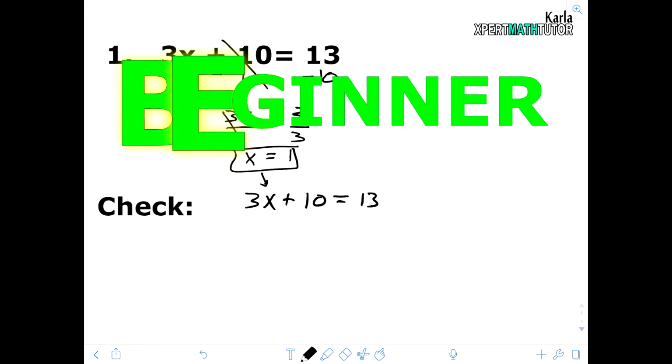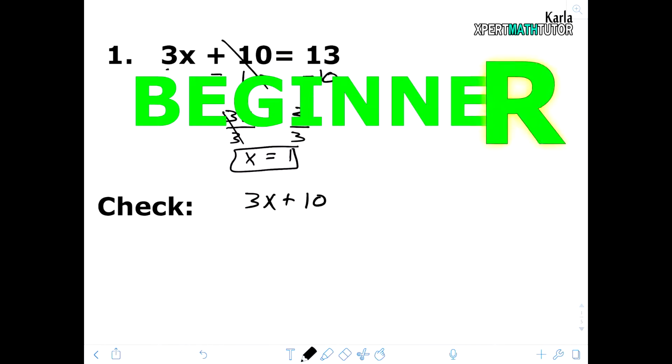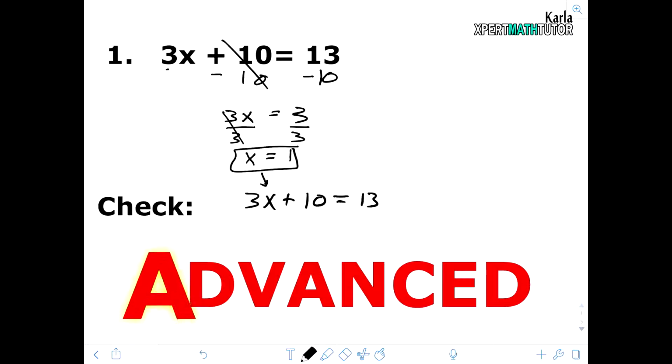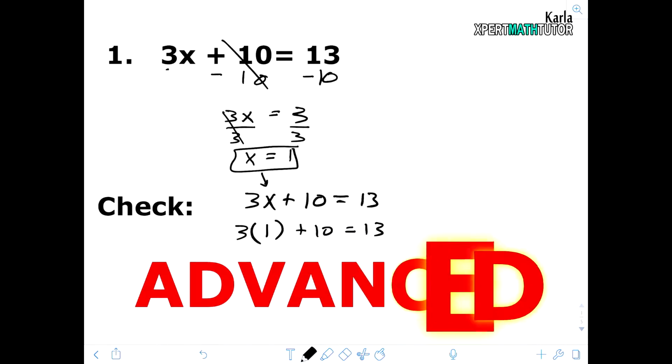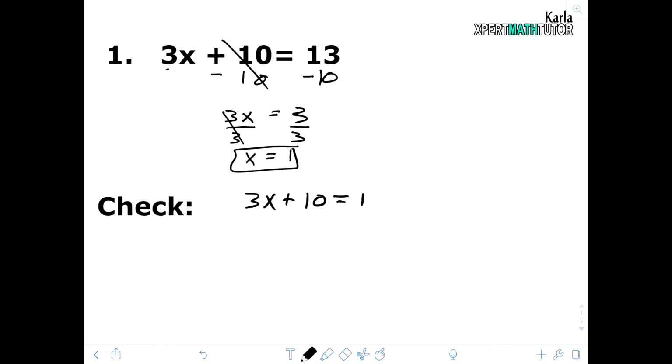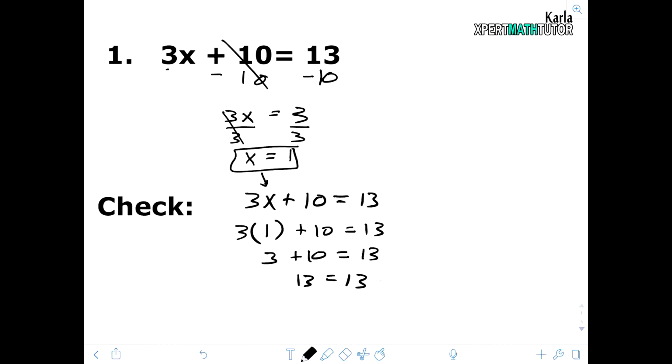I will show you 3 examples. The first example will be at a beginner's level. The second example will be a little bit harder, and the third example will be advanced. By the end of this video, you'll be able to not only understand these types of problems, but know how to solve them. So let's get started.